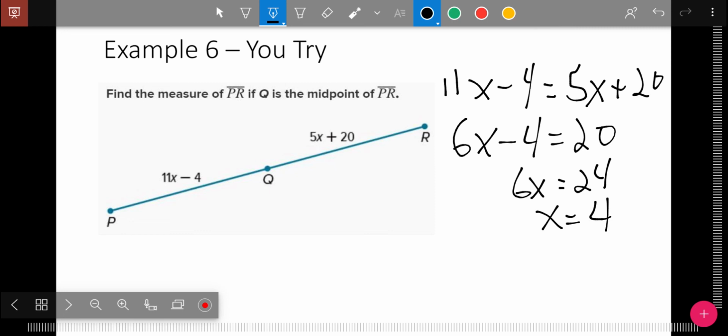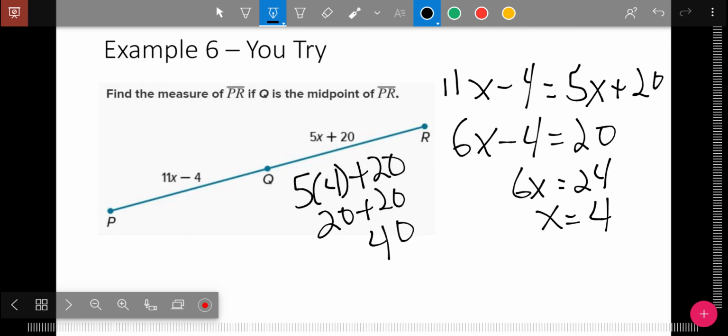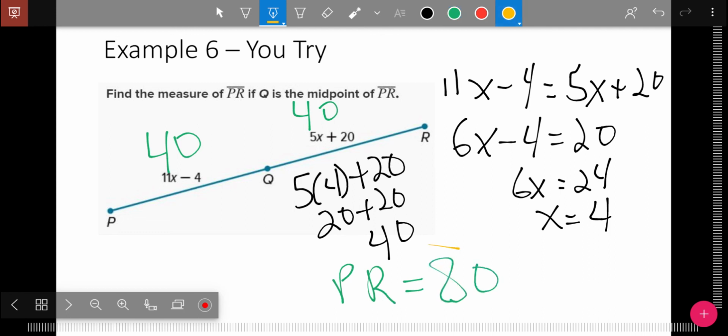And then I had to plug in. I plugged in over here because to me that was going to be easier. 20 plus 20 made that part 40. If this part is 40, then this part is 40. And so the whole thing, PR, is 80. Seems pretty straightforward, but a lot of the questions on the homework, you're going to have to draw out the picture for yourself so that you can visualize it to be able to set it up properly. So don't be afraid to do that.